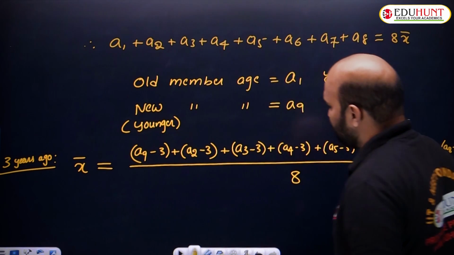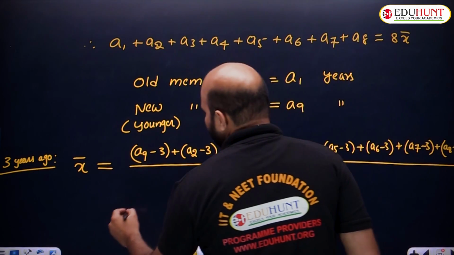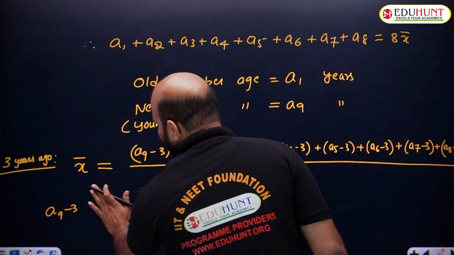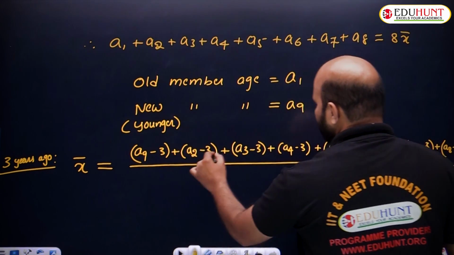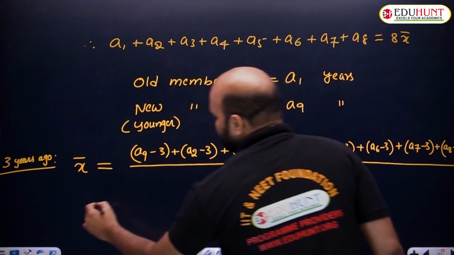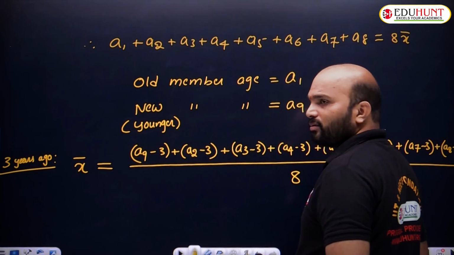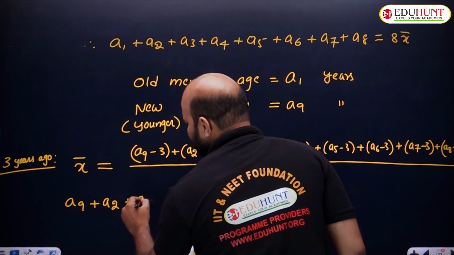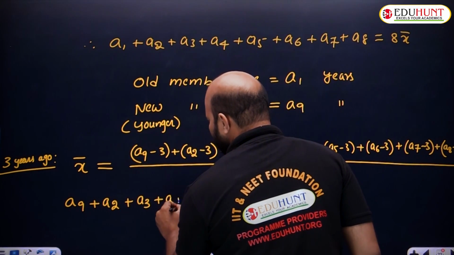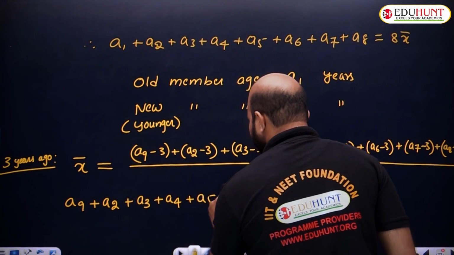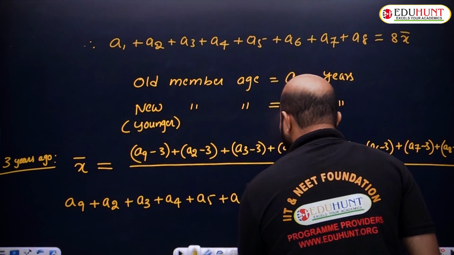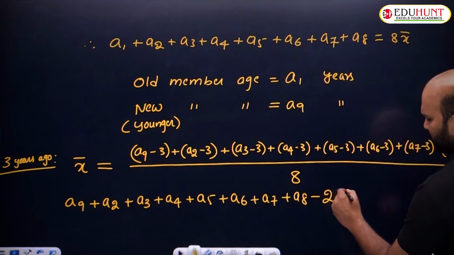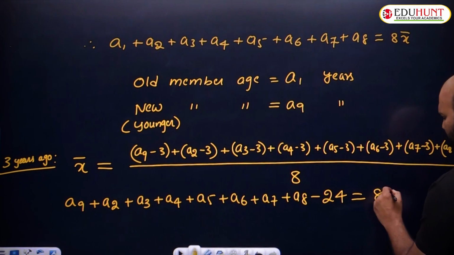Yes. So according to the cross multiplication, it can be written A9 minus 3. Clearly we need to understand how many times minus 3 appeared: 1, 2, 3, 4, 5, 6, 7, 8. So directly you can write minus 3 into 8, minus 24. So A9 plus A2 plus A3, A4 plus A5 up to A6, A7, A8, minus 3 into 8, that is 24, minus 24, equals the cross multiplication, 8x bar.